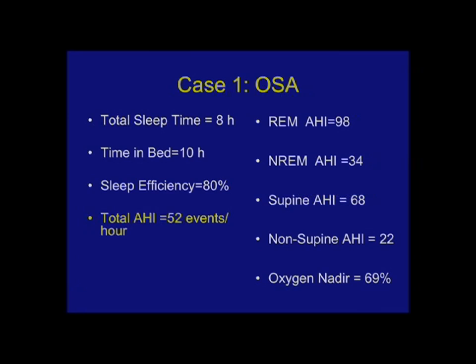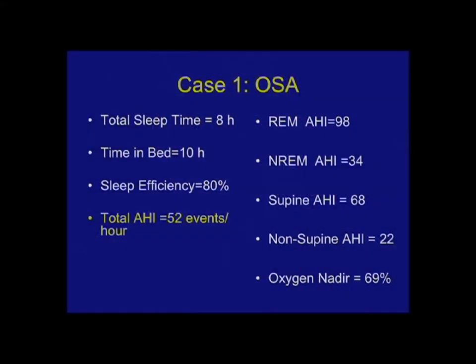We look at the total apnea-hypopnea index, which I already went through, which is a sum of the apneas and hypopneas for the total sleep time. And then we also look at the apnea-hypopnea index and various other parameters, notably in REM sleep. And like I noted, in REM sleep, one could see a worsening of obstructive sleep apnea.